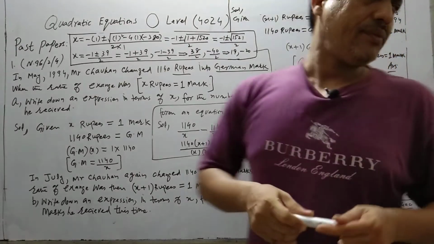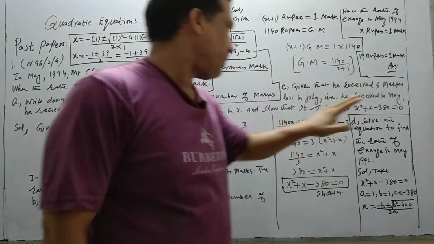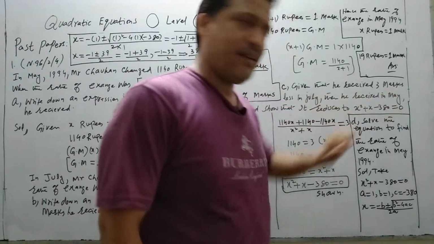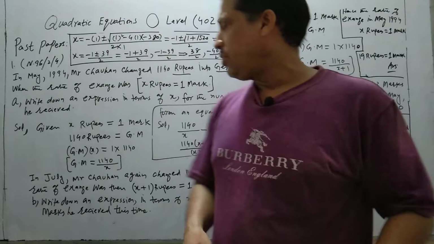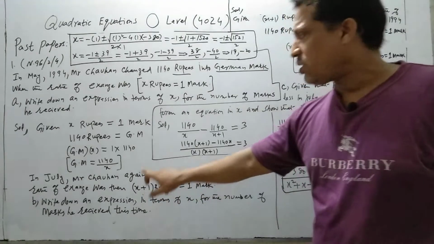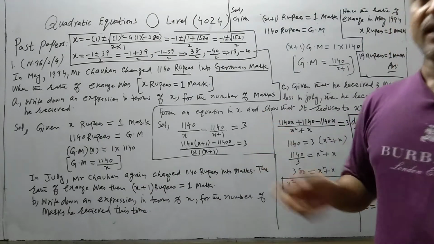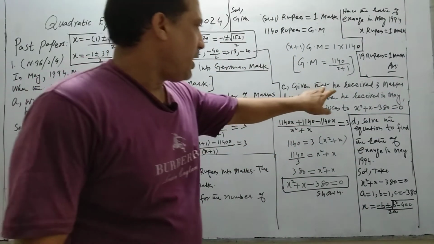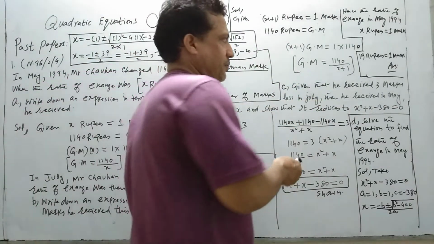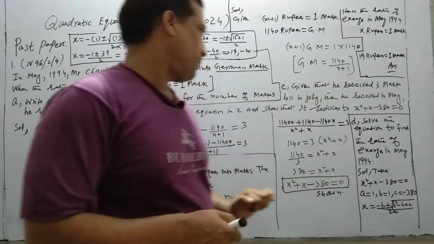Part C is given that he received 3 marks less in July than he received in May. Obviously, I told you that in July the currency of rupees is devalued, because in May x rupees equal 1 mark and in July x plus 1 rupees equal 1 mark. So this is the part. He received 3 German marks less in July than he received in May.